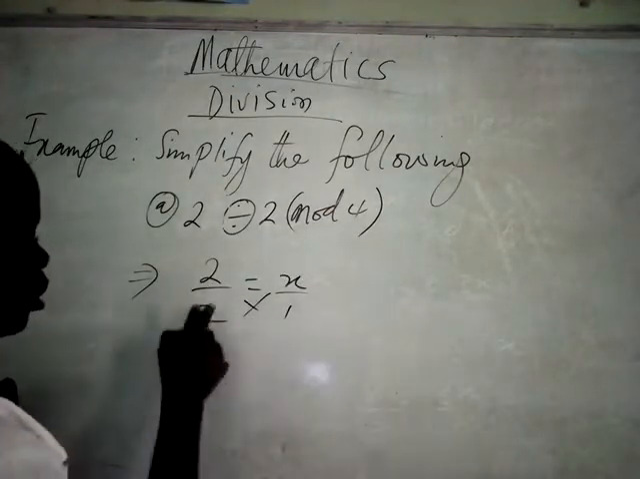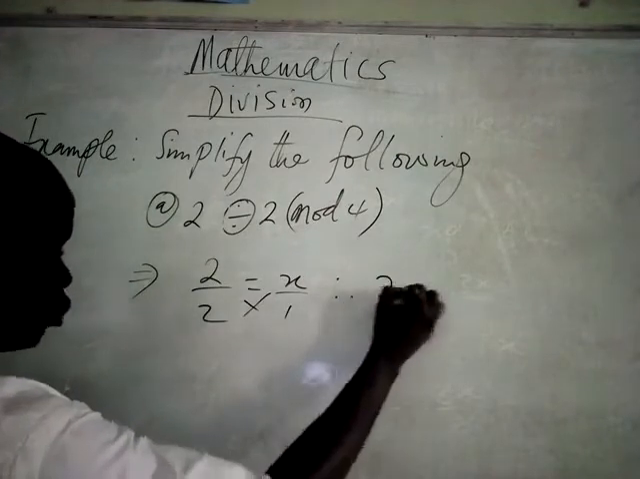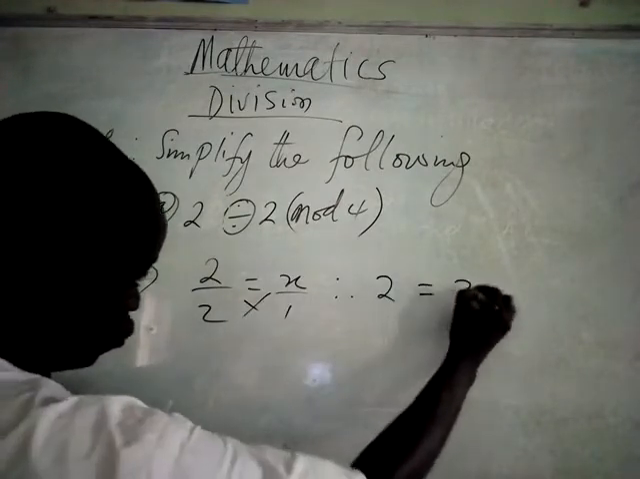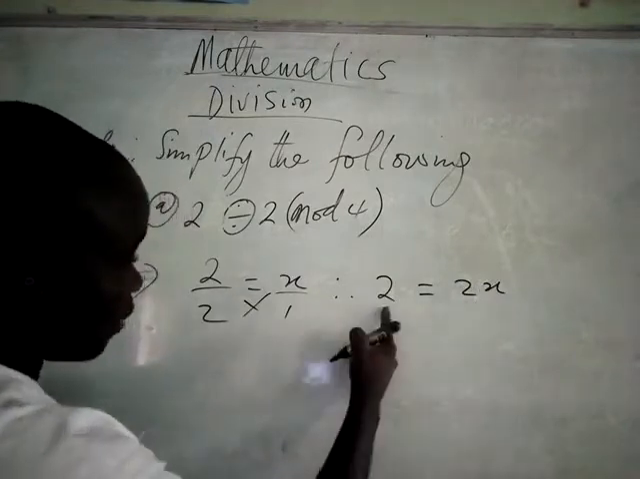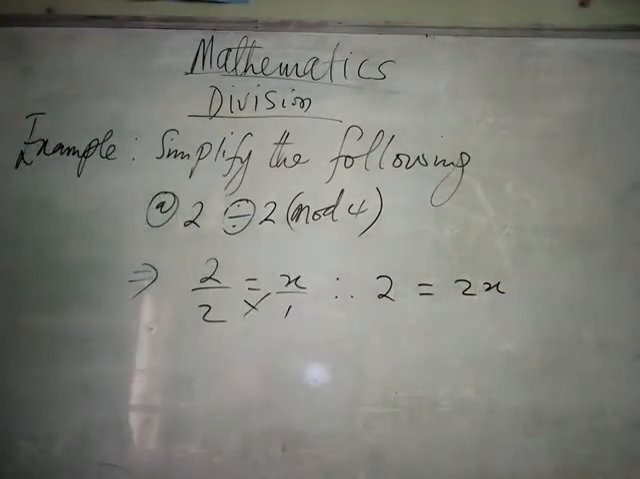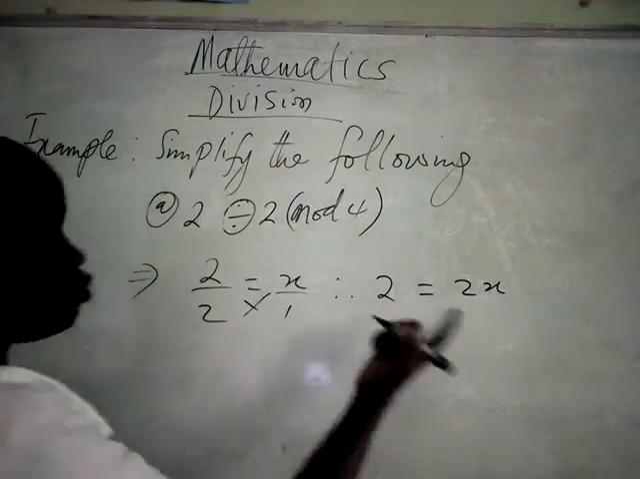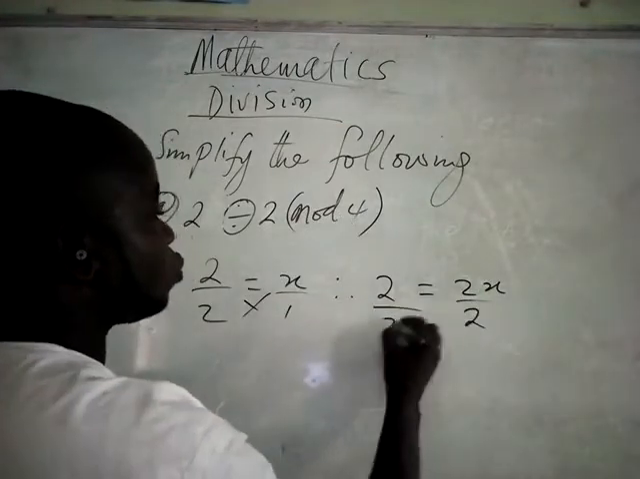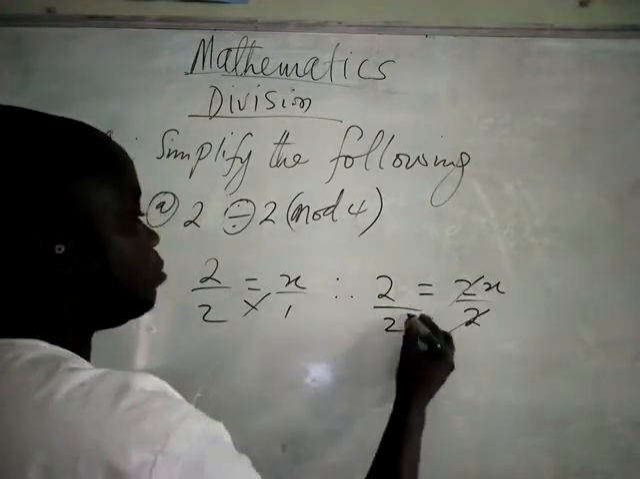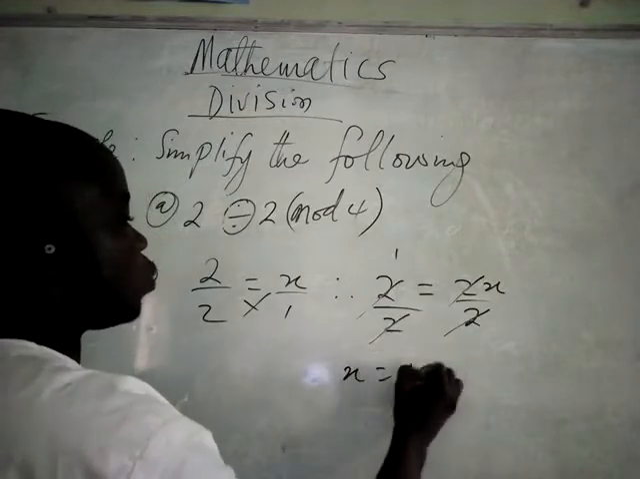So 2 times 1 will give you 2, and 2 times x will give you 2x. Yes, 2 can divide 2, so you don't need to add a multiple of 4 to that. I'm simply going to say 2 divides 2, and 2 here is 1, which means x is equal to 1.